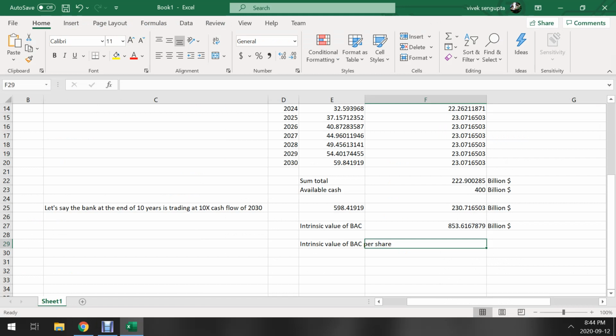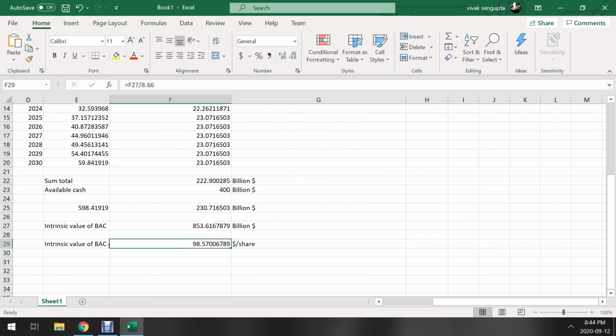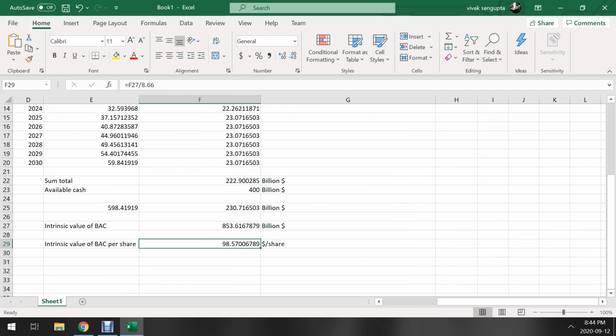So what we have to do is take this and divide by 8.66. Billion will get cancelled, right? Billions of shares and billions of dollars. So billion gets cancelled. You will get a dollar amount, so dollar per share. So this is the intrinsic value of Bank of America as of today. This is amazing, right? Roughly it's like 98, let's say it's $100 per share.